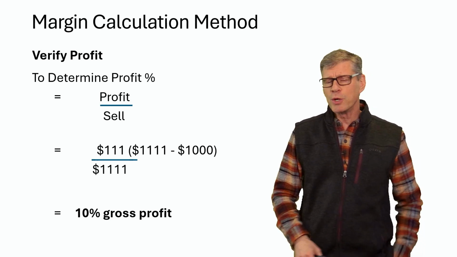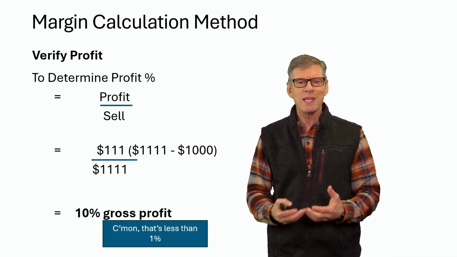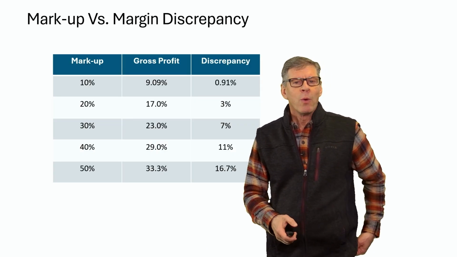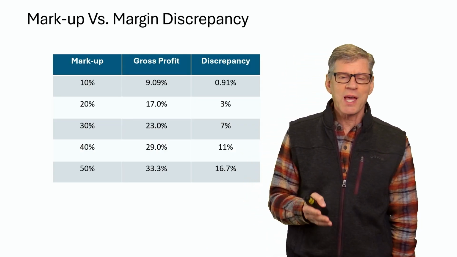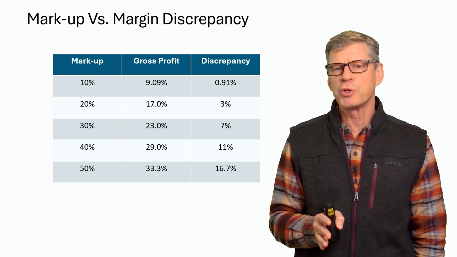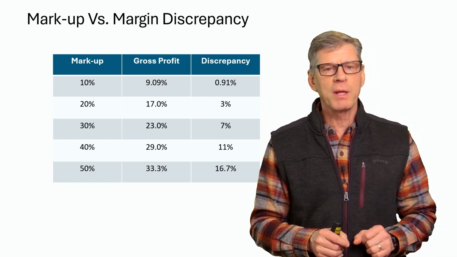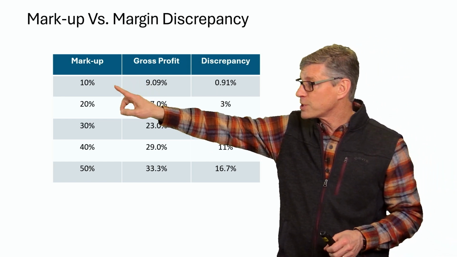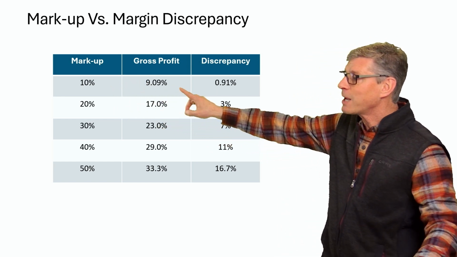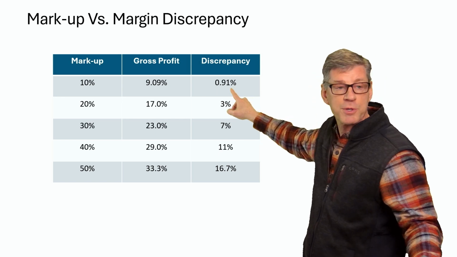Now, again, you can still be saying, but Bill, that's less than 1%. Is it really that big of a deal? Well, that's at a 10% profit. The higher the target gross margin you're looking for, the greater the impact on your overall profitability, right? With that 10% markup is only a 9.09% gross profit. That was your less than 1%.